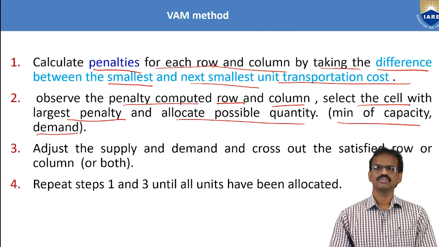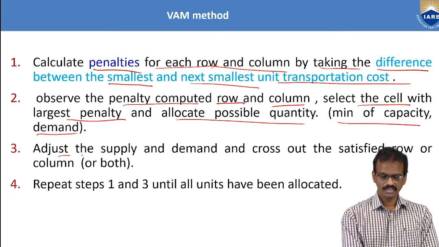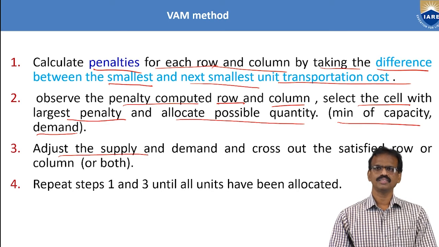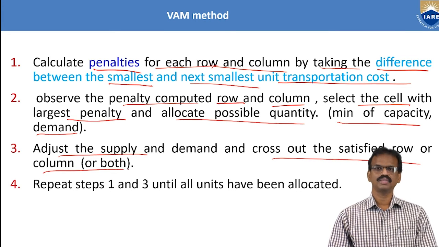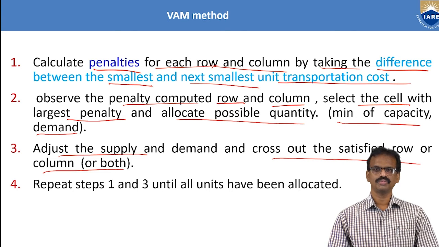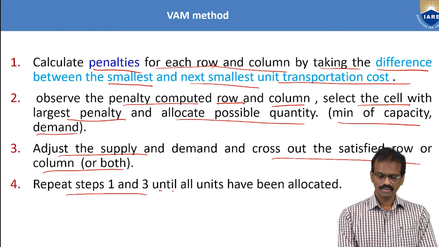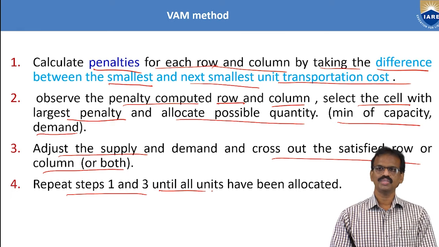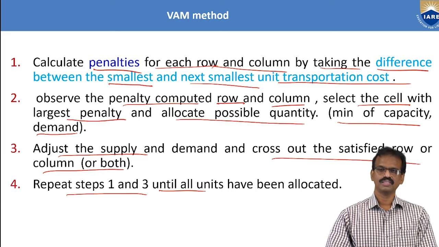We know that we have to allocate the minimum value, either the minimum supply value or the minimum demand value. Next, adjust the supply and demand, and cross out the satisfied rows. Strike out the satisfied rows, which means if the complete values are allocated, then you can cancel the rows or columns. Repeat steps 1 and 3 until all the units have been allocated. We'll see one numerical, then you can understand clearly.